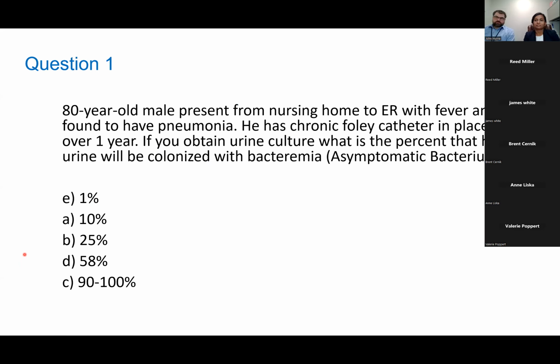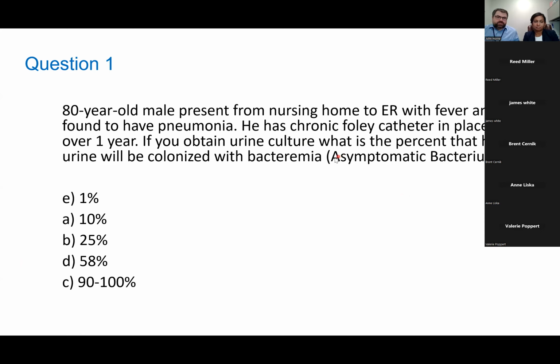So here's a first question. We have a few questions sprinkled into this one. This is an 80-year-old male. He presents from the nursing home to the ER with fever and is found to have pneumonia. He has a chronic Foley catheter in place for over 1 year. If you obtain a urine culture, what is the percent that his urine will be colonized with bacteria? So what percent of patients with a Foley catheter are going to have something growing in the urine? Asymptomatic bacteriuria.